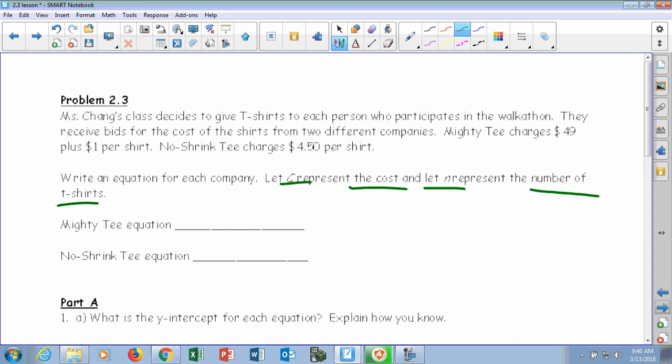So let's look at Mighty T first. Aiden. Yeah, the proper way to put it is the word let in front of it. So Mighty T, we want to find our C. We don't know the total cost, do we? We don't. So Mighty T is going to be C equals, because we don't know our total cost. And how much do they charge per shirt? Yeah. They charge $1 per shirt, so how would I put that?